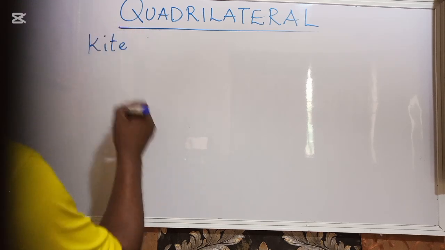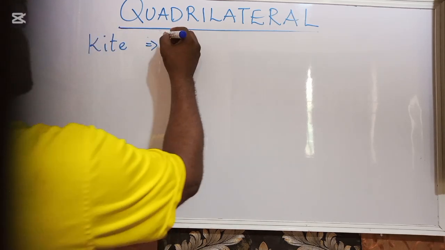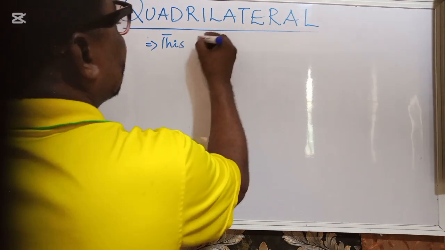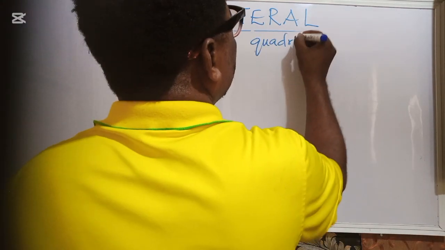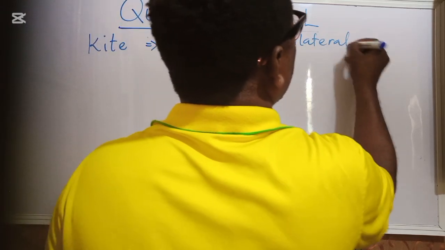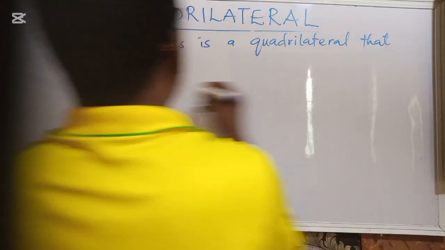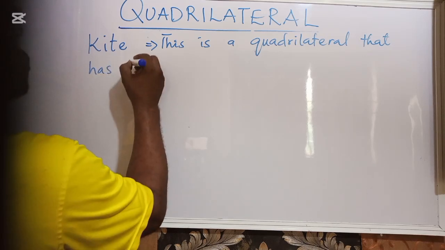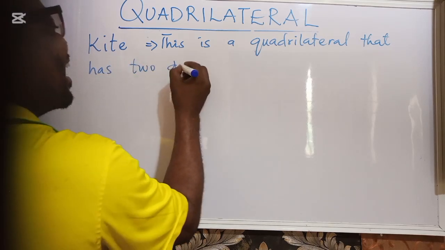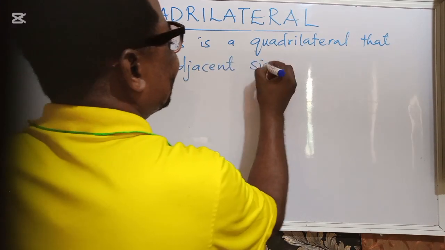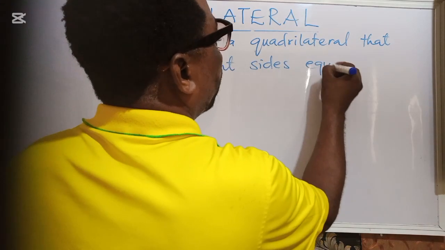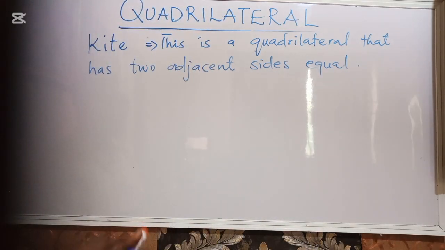Kite. So what is a kite? This is a quadrilateral that has two adjacent sides equal. Two adjacent sides equal. Let's look at how it looks like.